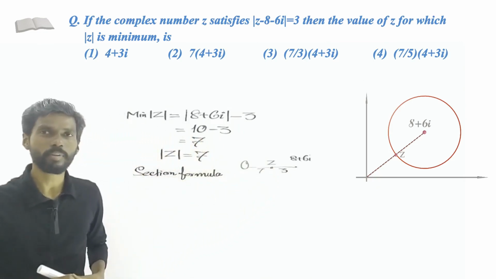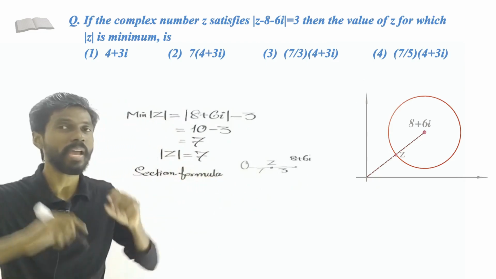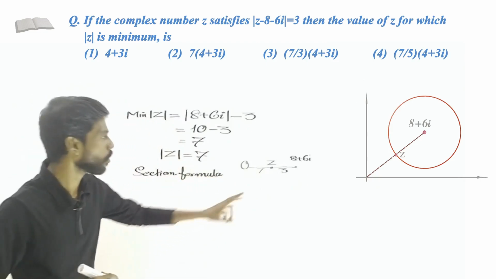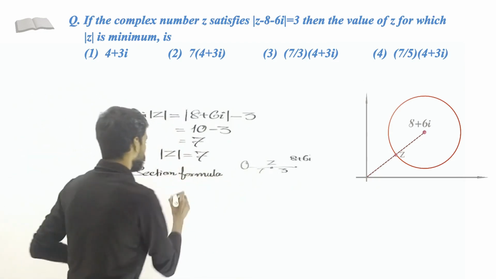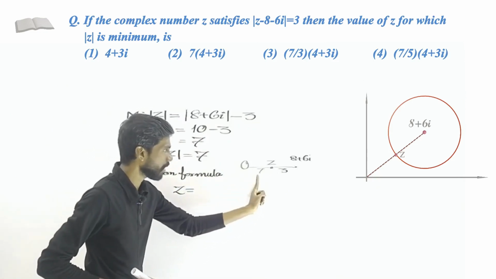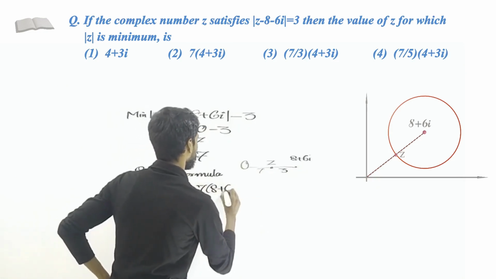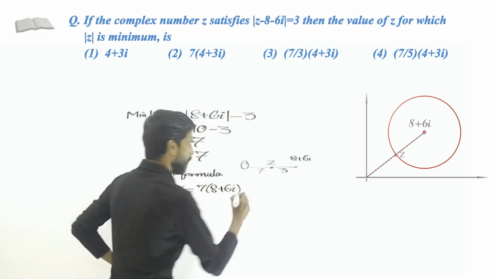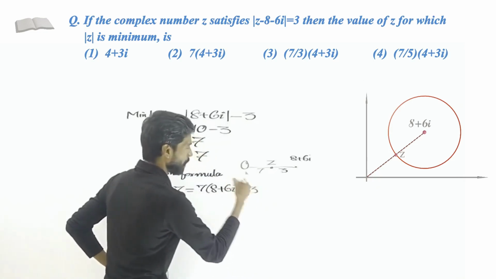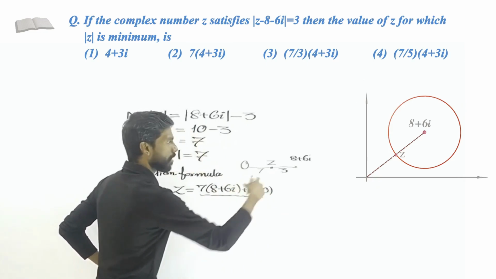We can use the section formula, right? So the point which divides the line segment joining these two complex numbers in the ratio 7:3. So that way we can find it. So our required z equals 7 multiplied by 8 plus 6i, plus 3 multiplied by the other complex number, that is 0, divided by 7 plus 3.